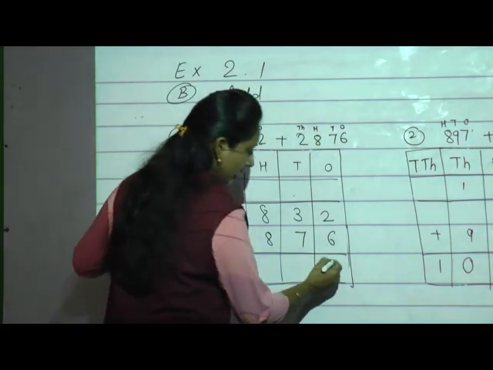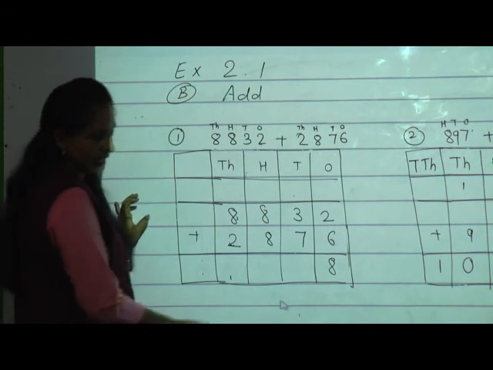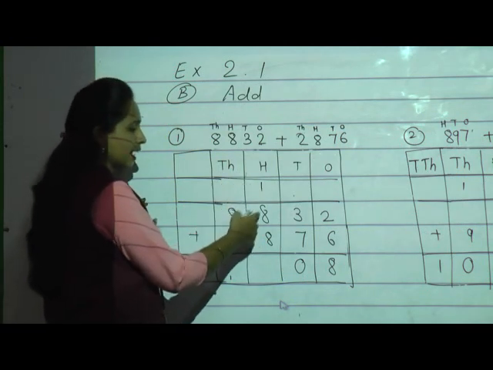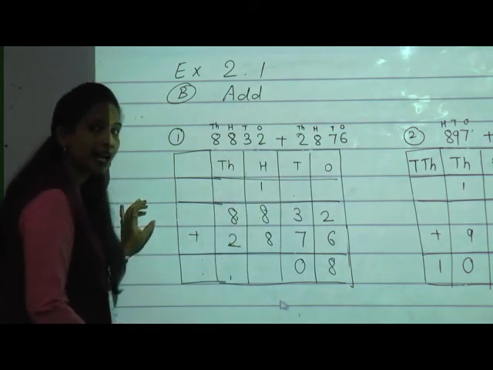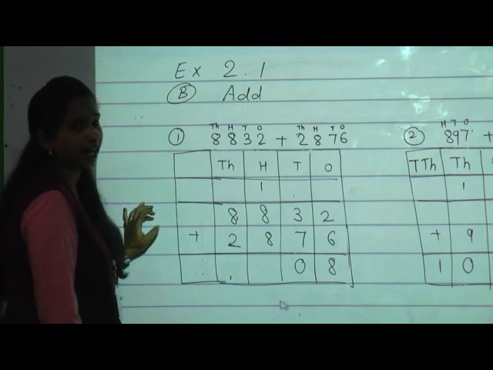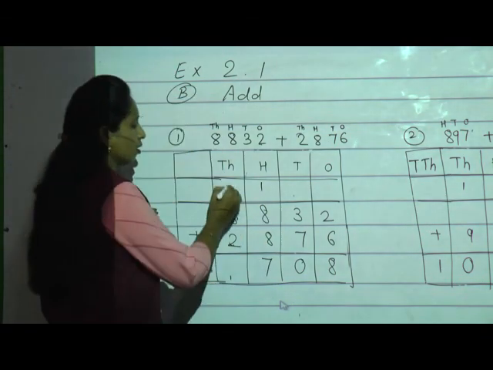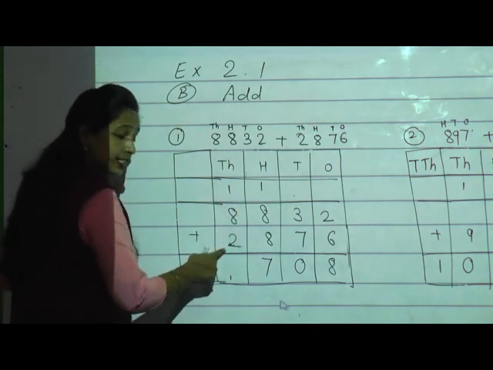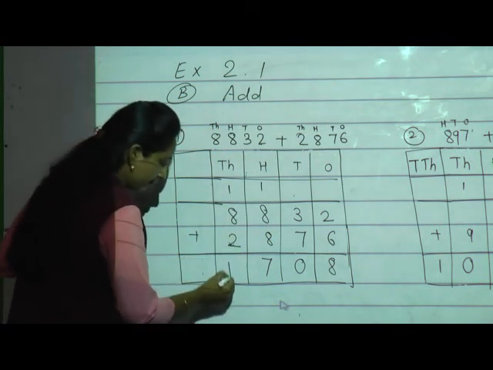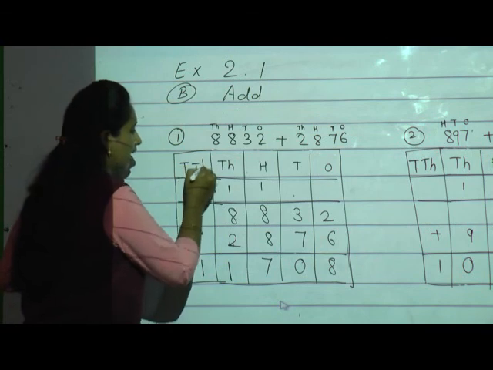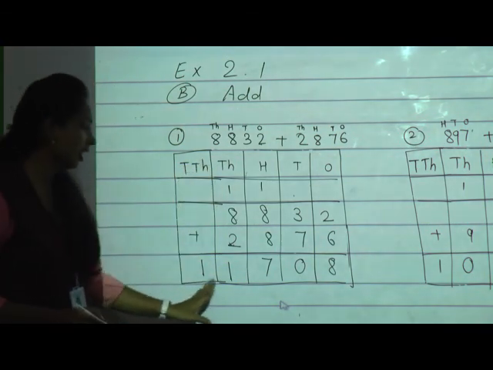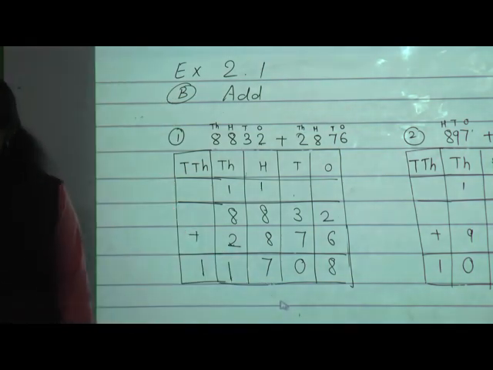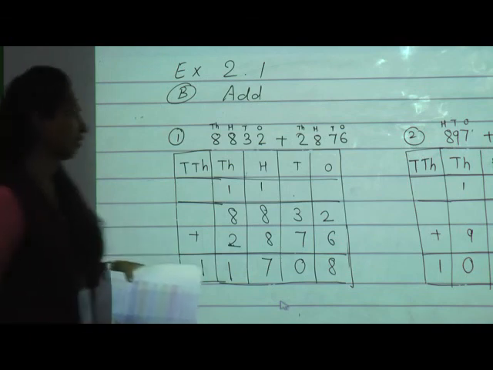Now let us add. 2 plus 6, 8. 3 plus 7, 10. So write 0 here and 1 will carry to hundreds place. So 1 plus 8 becomes 9. 9 plus 8, 17. So write 7 here, 1 will carry to thousands place. 1 plus 8, 9. 9 plus 2, 11. So again a 5-digit number is there. So the answer we got in 10,000s is 11,708. Understood? Yes, students.